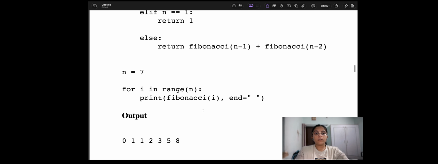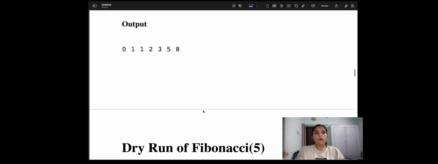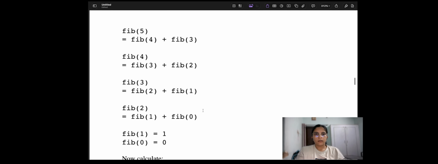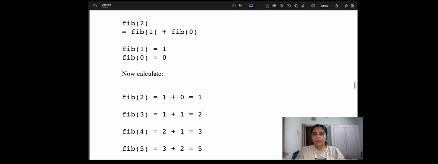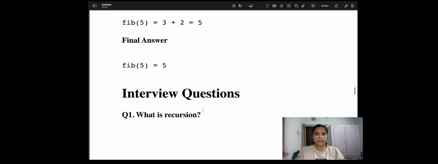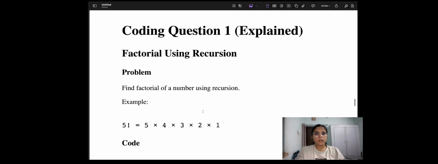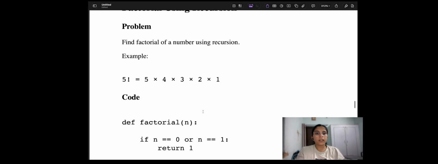So this is all about the Fibonacci series and how actually it works. I already discussed the code and the portion with you. Now the factorial using recursion.